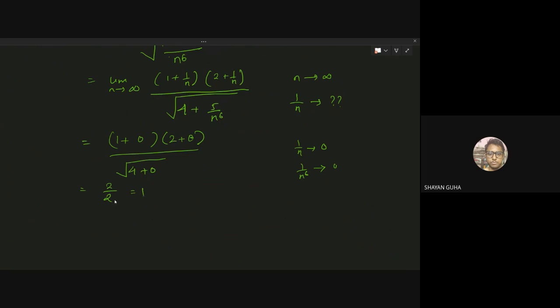Tell me if there is any problem or doubt with this problem. Anyone? Any issue? Just give me a thumbs up, then I can move on to the next problem. Okay.